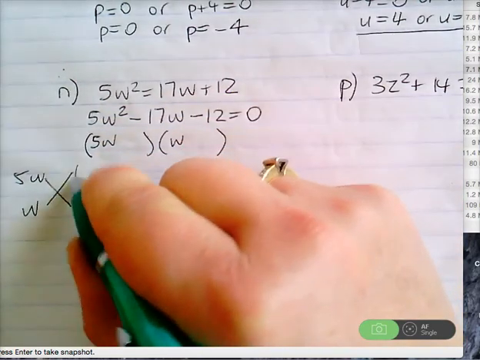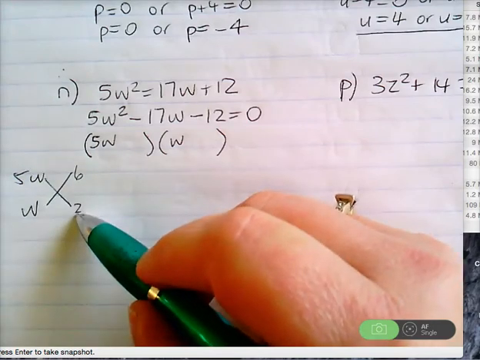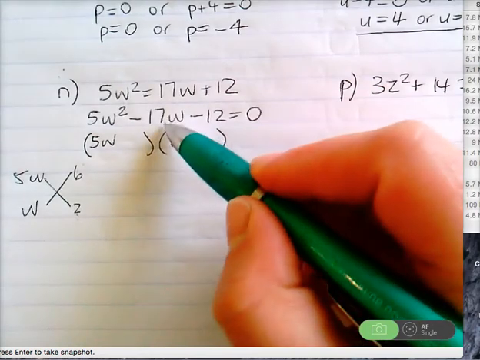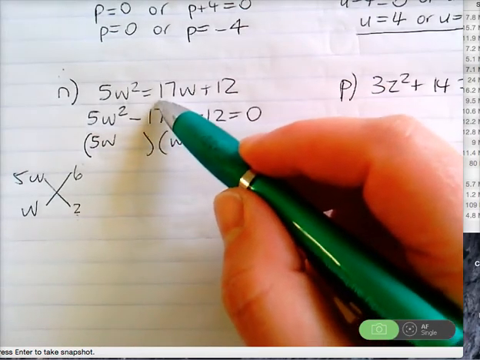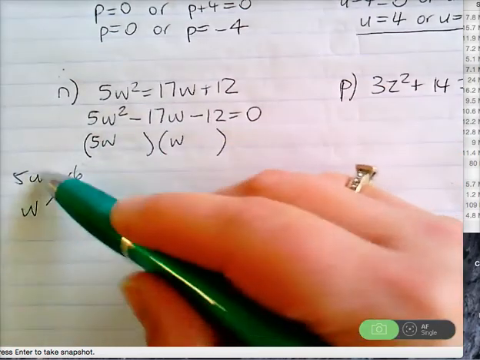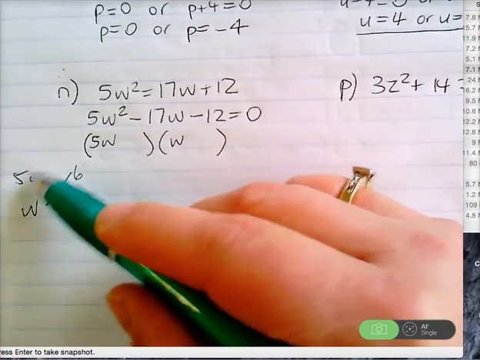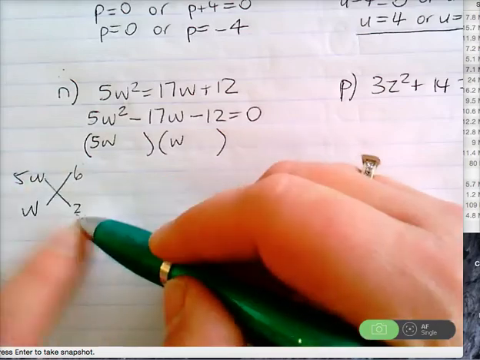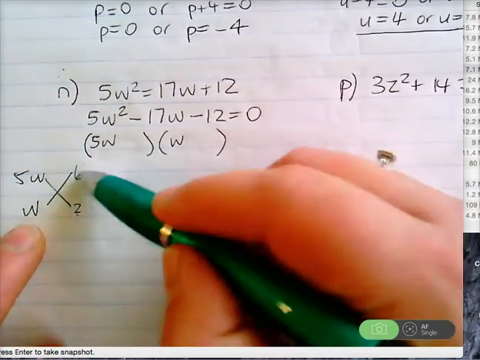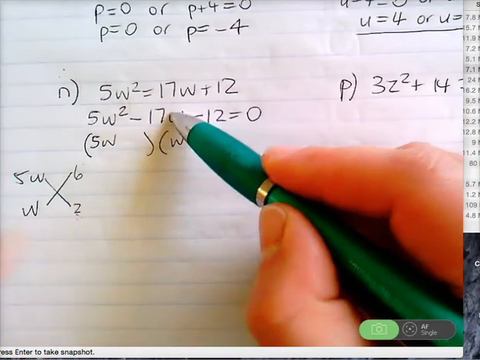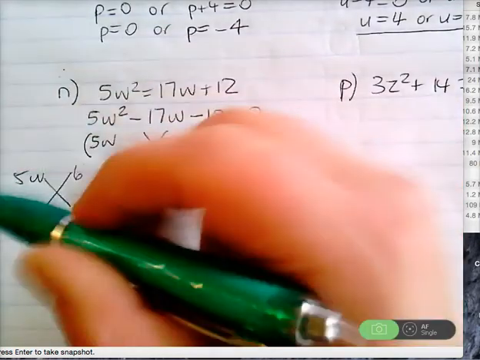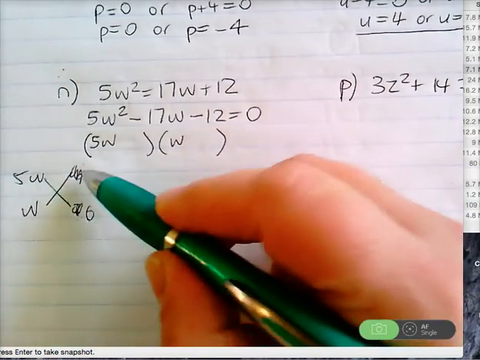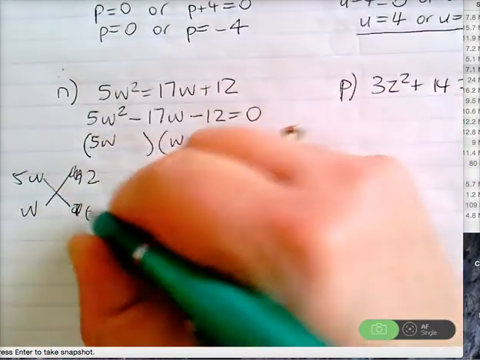If I go 2 and 6, that's 10w and 6w. That can't give me 17w. I wouldn't worry about negatives or positives. If I put a 2 and a 6 there, this is the cross method: 5w times 2 is 10w, and that's 6w. It can never combine to give you 17. That's wrong. So wouldn't I try 6 and 2 here? That's 30w and 2w. Can that ever give you 17? No.